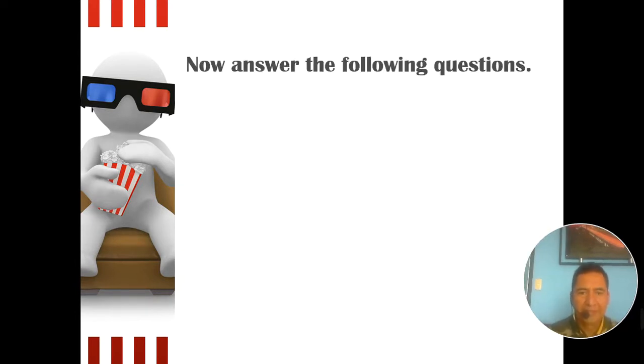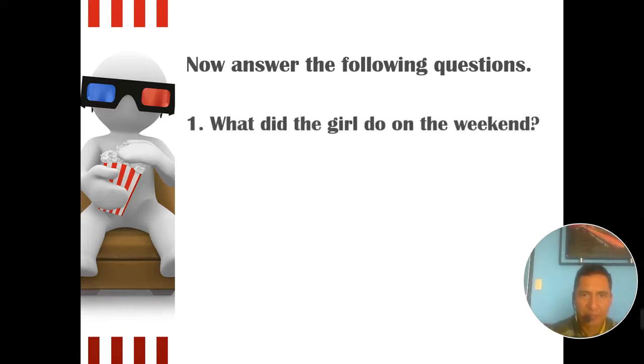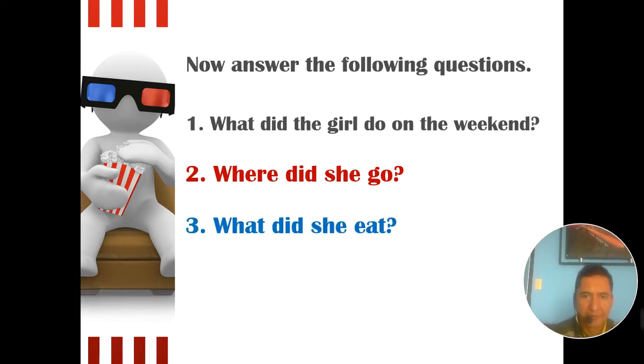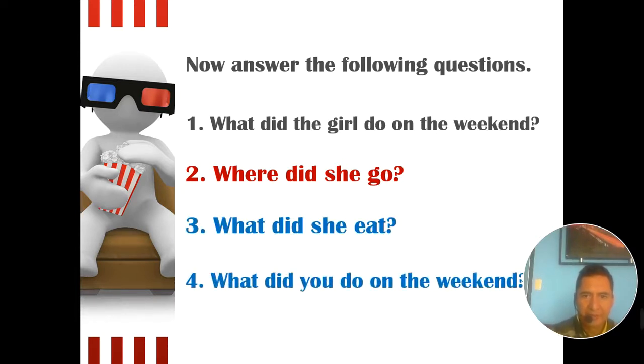Well, as you could see, they talk about different activities. For example, one of them mentioned, I went shopping, I went to a party, we sang a birthday song, etc. Now you have to answer the next questions. Number 1, what did the girl do on the weekend? Number 2, where did she go? Number 3, what did she eat? What did you do on the weekend? It's another question to talk about past activities.